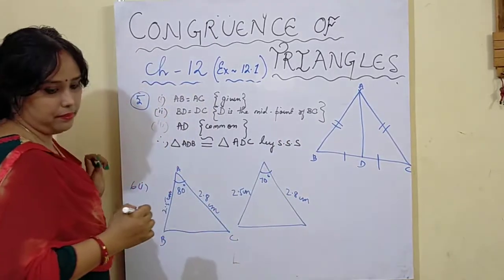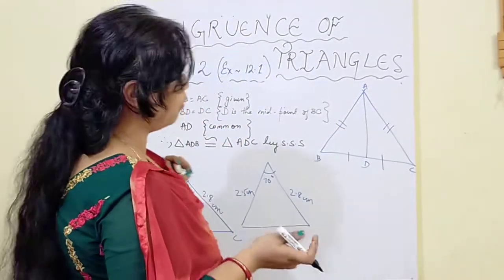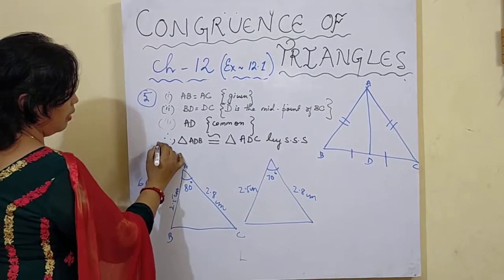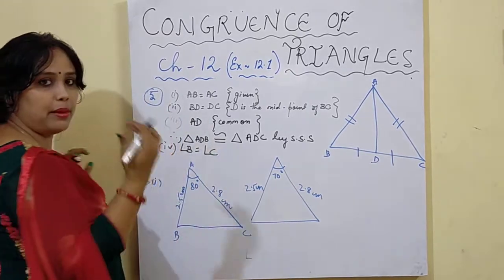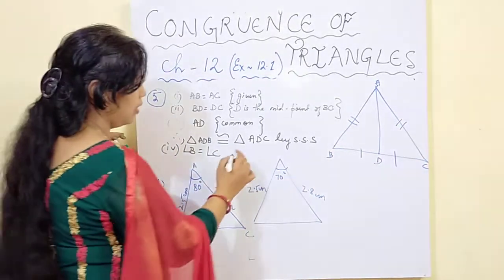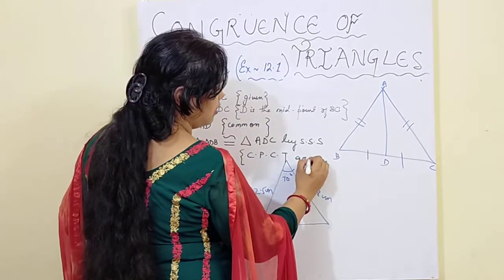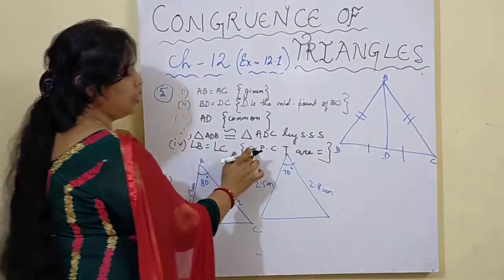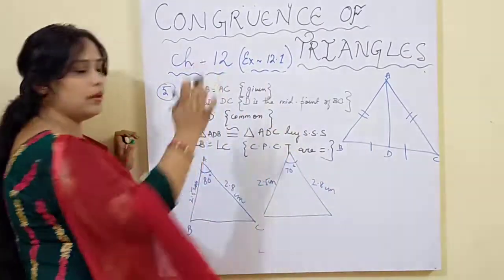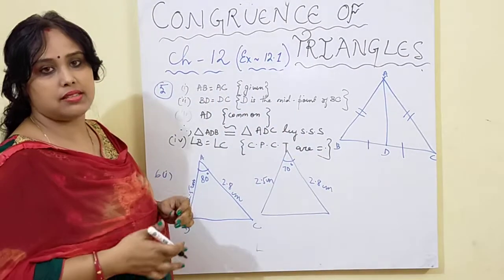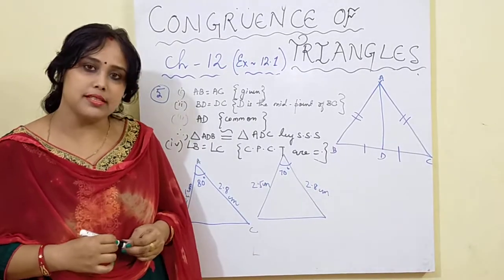SSS criteria. And here it is also asked, is angle B equal to angle C? Number 4, you will write angle B is equal to angle C. Again the same reason, CPCT are equal. What does this mean? Corresponding parts of congruent triangles are equal. In geometry you are writing more or less in symbolic form. So you will write less of words, more of symbols.